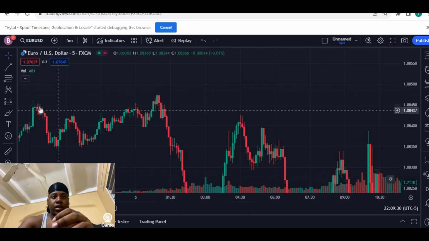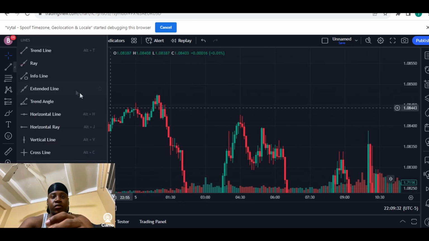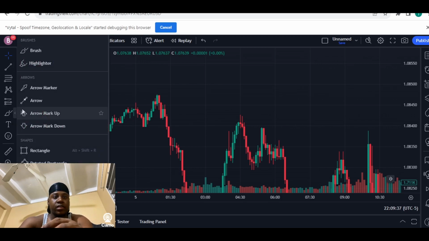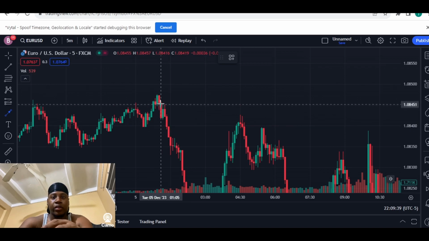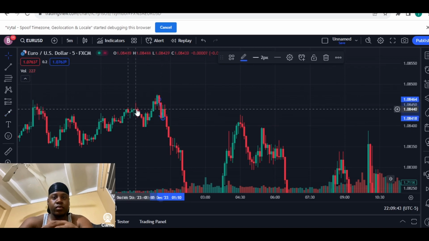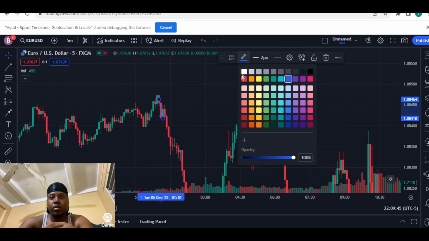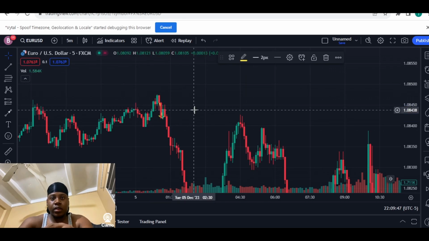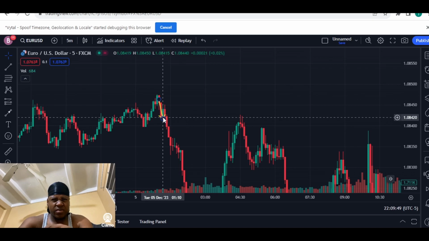Now, in this little reversal right here, the market was expected to make another higher low. Let me change the color of that real quick, which is something that you guys can actually see.